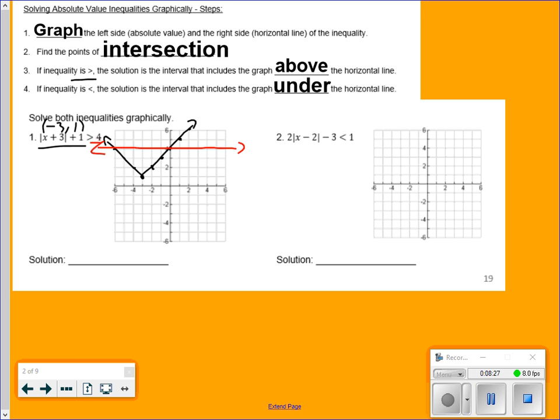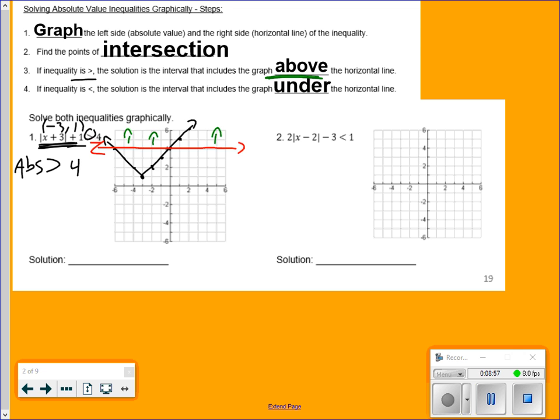So let's go back to the actual inequality and see what it's saying. It's saying that we want this absolute value, so I'm going to do ABS for short, we want that absolute value to be greater than 4. So you want every single part of that graph that's greater than that line of 4. Or in other words, we want everything above this line. And that's what the note said.